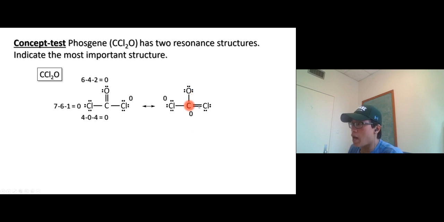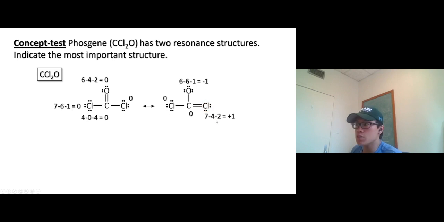Oxygen at the top: 6 electrons, how many dots? 6 dots. How many lines? 1 line. Total of -1. This one is -1. And chlorine, the double bond chlorine, has group 7 valence electrons, 4 dots, 2 lines, total of +1.